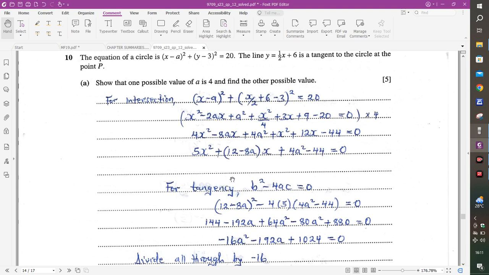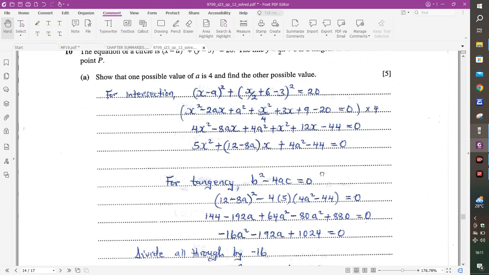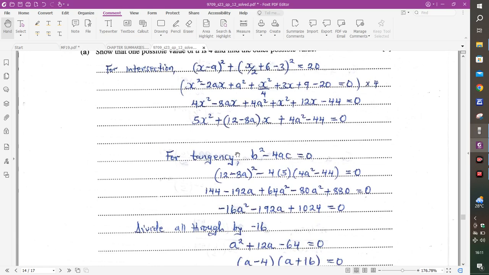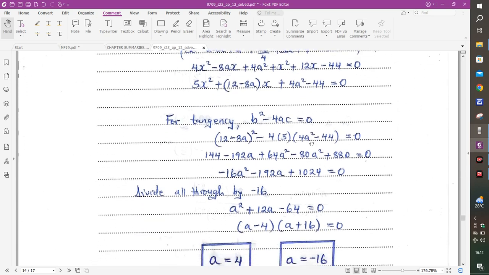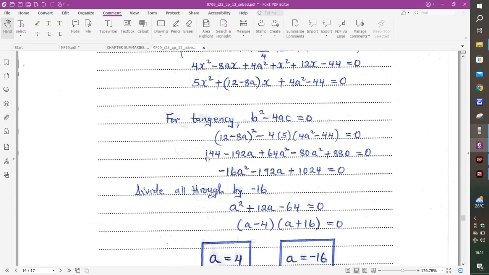So they told us that the line is a tangent. So if it's a tangent, then for tangency, b squared minus 4ac is equal to 0 for any quadratic equation. So our b is 12 minus 8a, we square it, then minus 4 times our a, which is 5, and then our c is 4a squared minus 44, which is equal to 0. So you open the brackets, square the 12, that is 144. Then 2 times 12 times 8, that's negative 192a. And then square the 8, you get 64a squared.